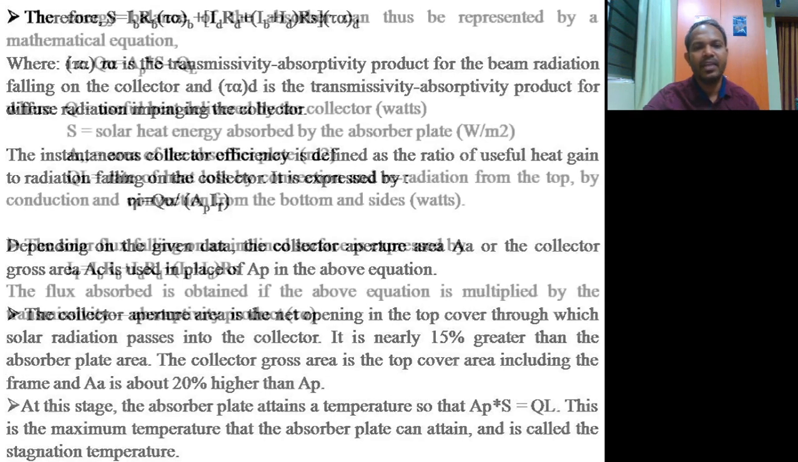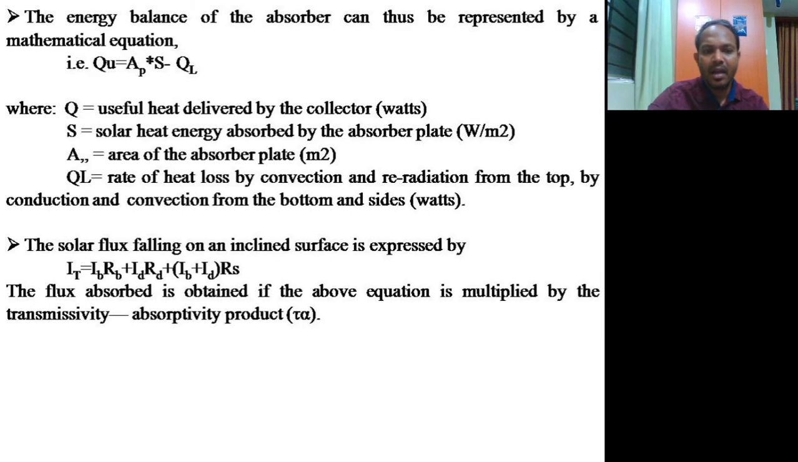Even over here, I is the solar radiation, and I_B and R_B are the product of the total solar radiation of the beam radiation, whereas here it is the diffuse radiation.